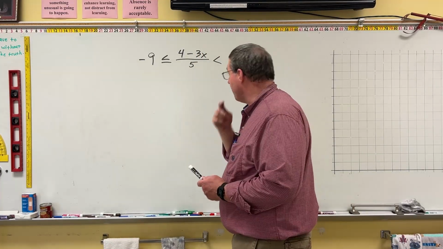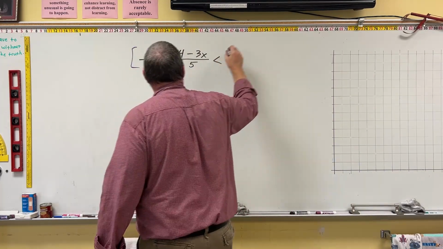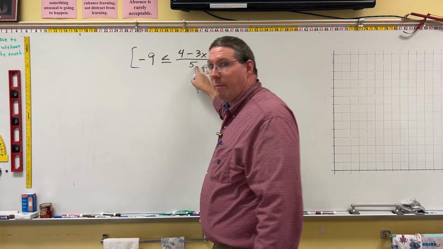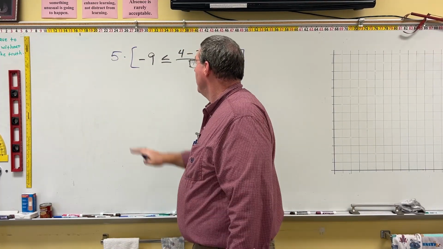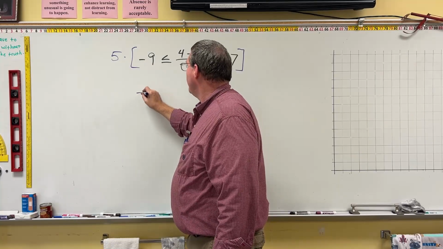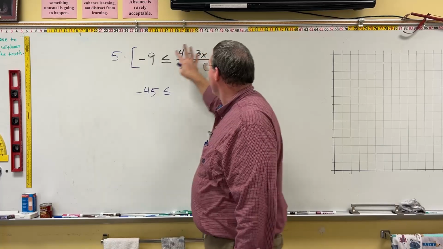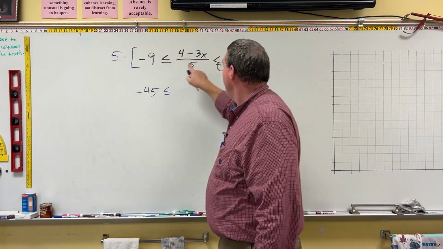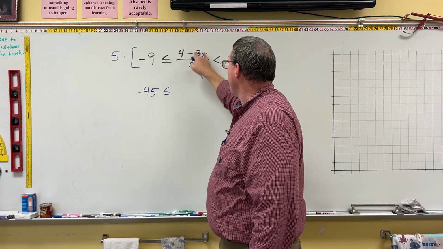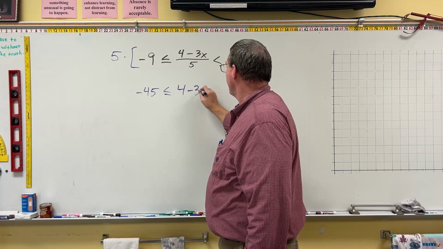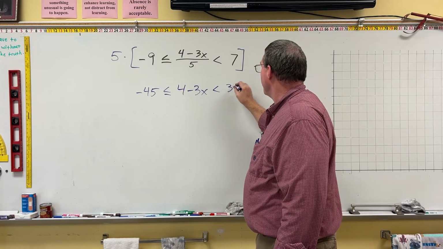We have a denominator of 5, so we know that we want to multiply by 5. We want to cancel the denominator. To cancel a denominator, you multiply by the denominator. So 5 times negative 9, that's negative 45. Bring down the symbol. 5 times this fraction, we have 5 in the denominator, and therefore all we do is just keep the numerator, 4 minus 3x. Less than 5 times 7, that's 35.